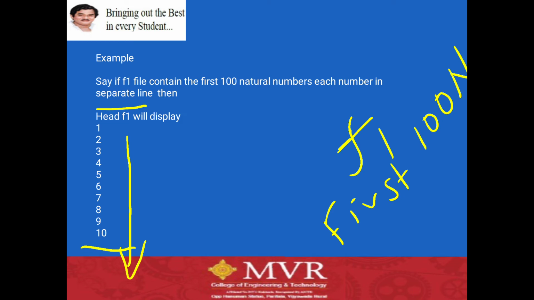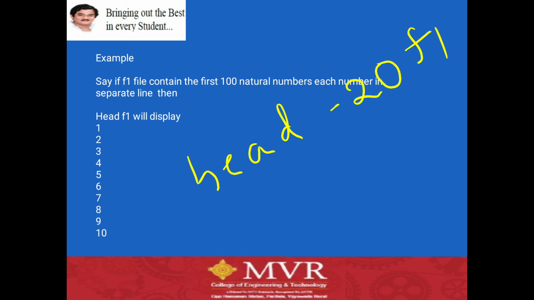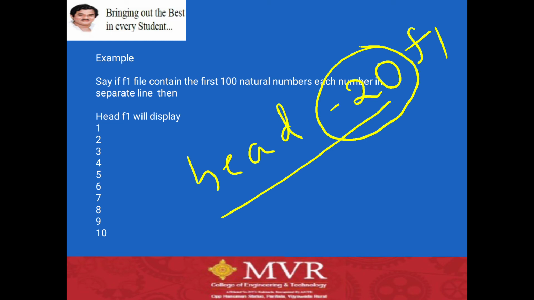Got it? Else, suppose you want to display the top 20 lines, what can we do? By default, head followed by the file name f1 will display the top 10 lines. But now I want to display the top 20 lines. You can use the number, that is head -20 f1. Now this head filter will display the top 20 numbers of the file f1. That is, after 10 it will display 11, 12, 13, 14, up to 20.